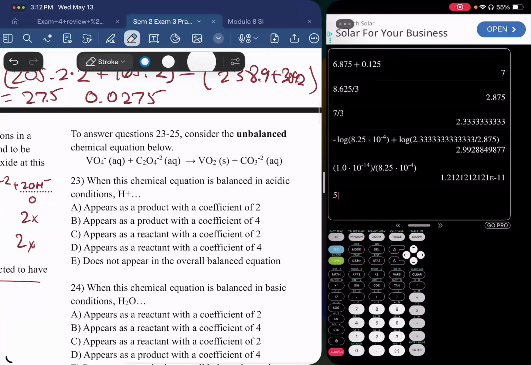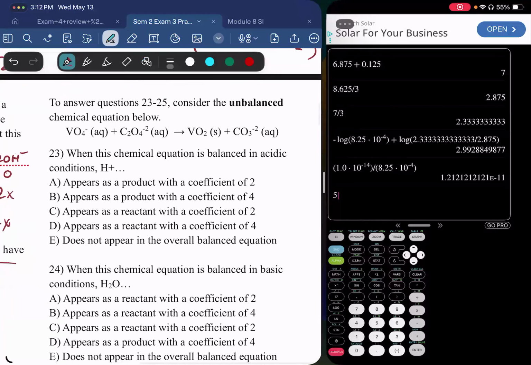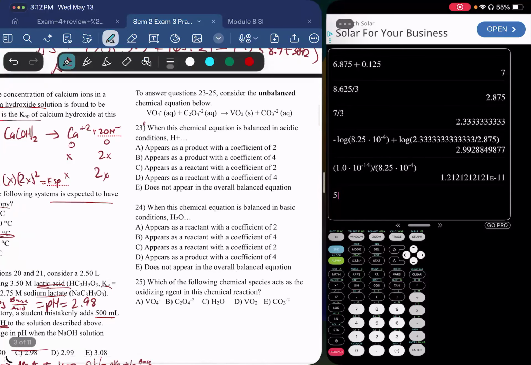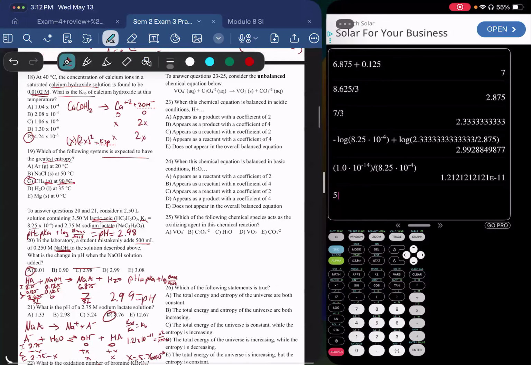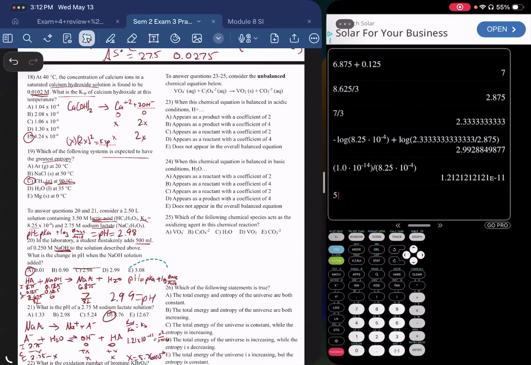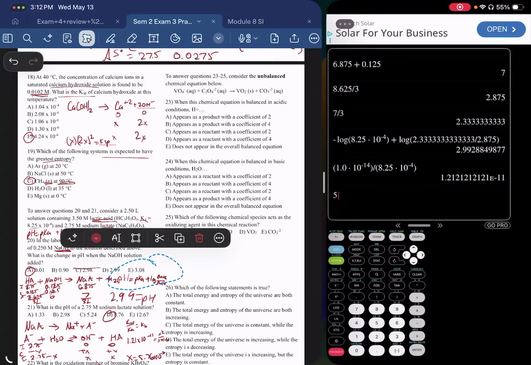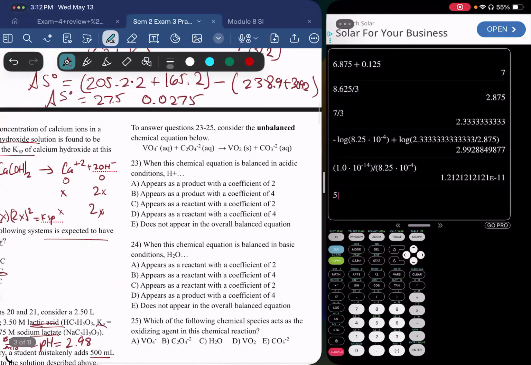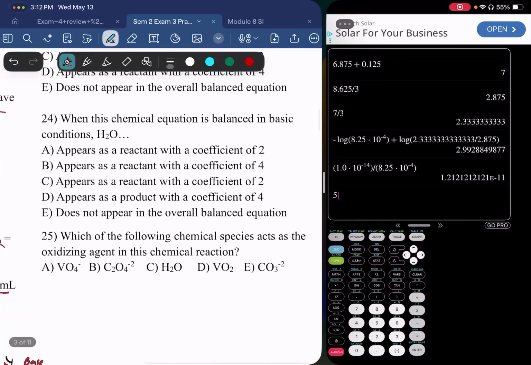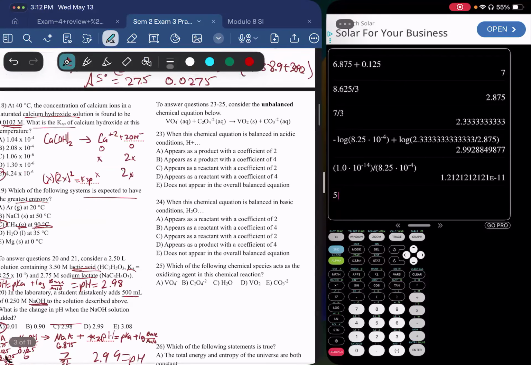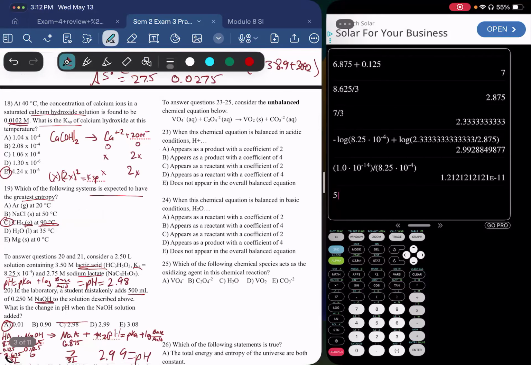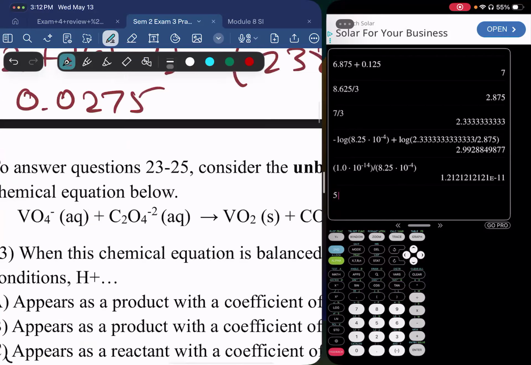Okay. 23 to 25 is now dealing with balancing in acidic and basic mediums. We're going to have to do that for all 3 of these except for 25. So let's just do it, right? Let's first figure out the charges. So V is going to have a +7 charge here. This is going to be -2 each, so -8.